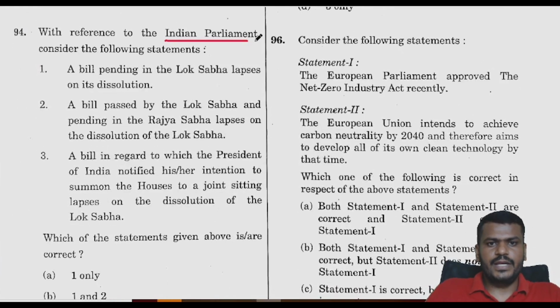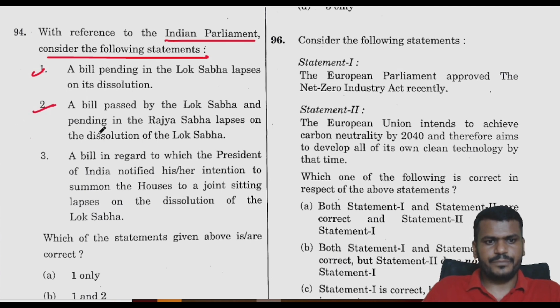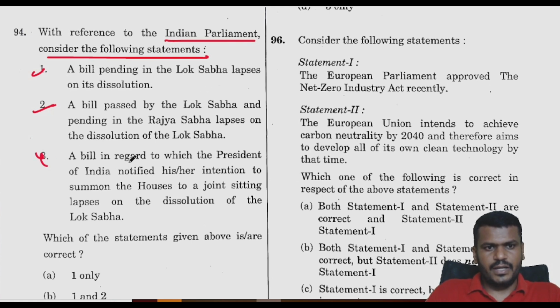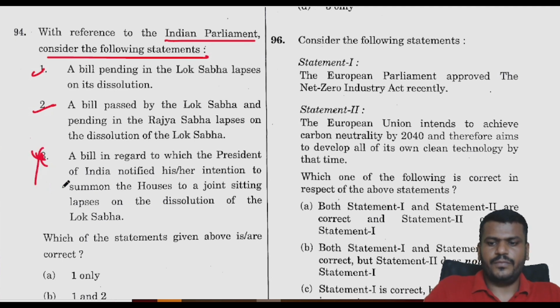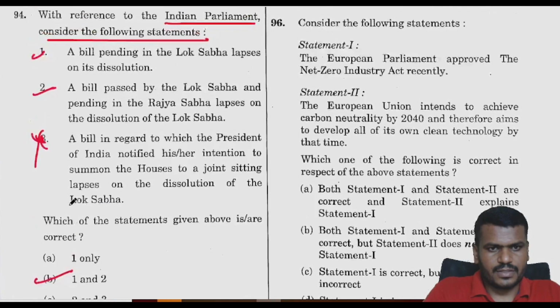Next, with reference to the Indian Parliament, consider the following statements. A bill pending in the Lok Sabha lapses on its dissolution. No, actually, if dissolved, the bill will not lapse. A bill passed by the Lok Sabha and pending in the Rajya Sabha lapses on the dissolution of the Lok Sabha. Okay, that is definitely correct. Third statement, a bill in regard to which the President of India has notified his intention to summon the Houses for a joint sitting lapses on the dissolution of the Lok Sabha. No, it doesn't lapse. So only statements 1 and 2 are correct, guys. So B is the right answer and the third one is not correct.